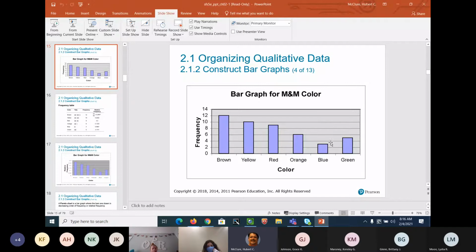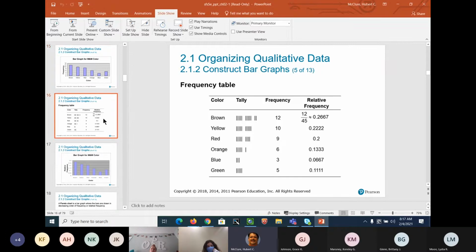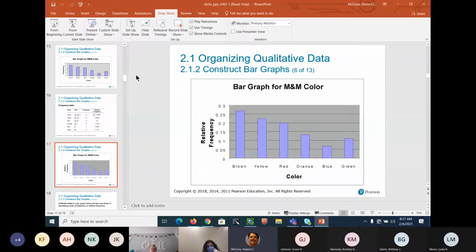The question will read, from the following bar chart, how many total M&Ms are there? And you have to read this bar chart and add them up, and that's your total. Again, I don't mean to insult anybody's intelligence. I'm just going over this material as if there's somebody in the class that's never seen it before.